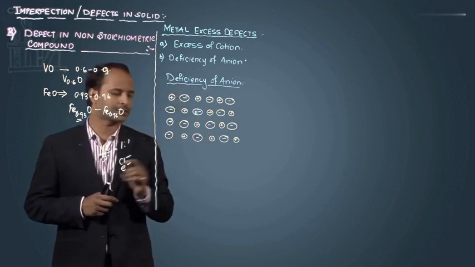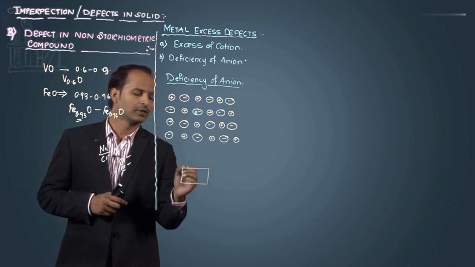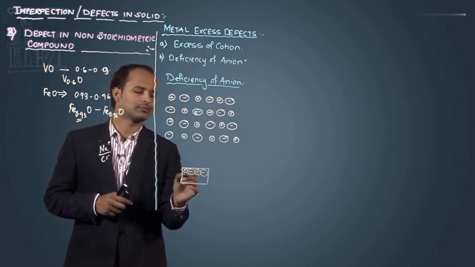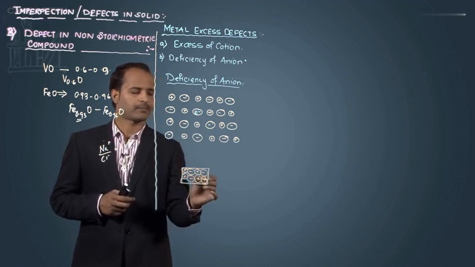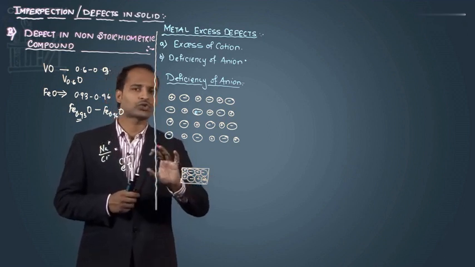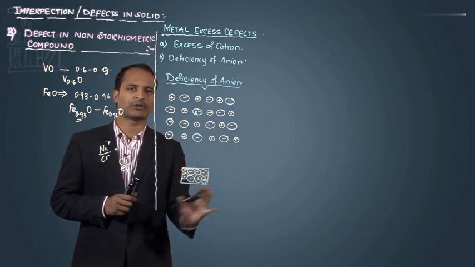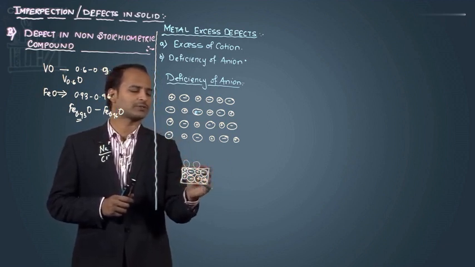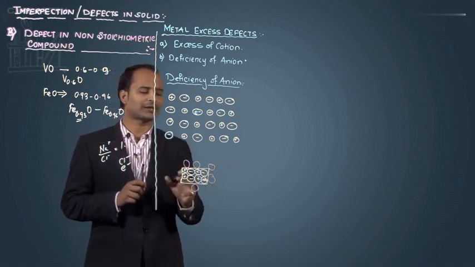Now let's see what happens. Suppose I have this NaCl solid, which contains a large number of cations and anions, that is, sodium ions and chlorine ions. Now it is placed in sodium vapor. What happens is the sodium vapors get attracted to the surface.